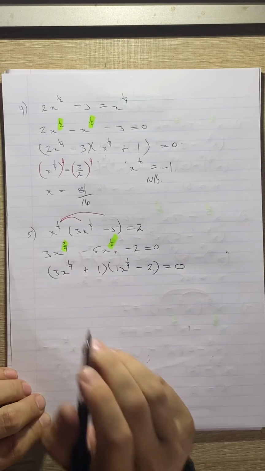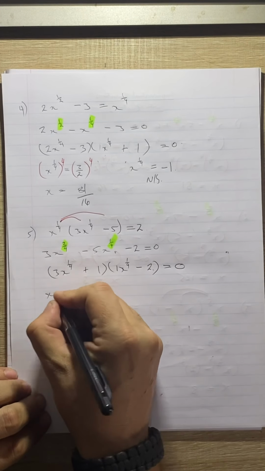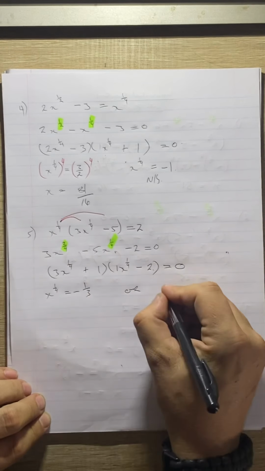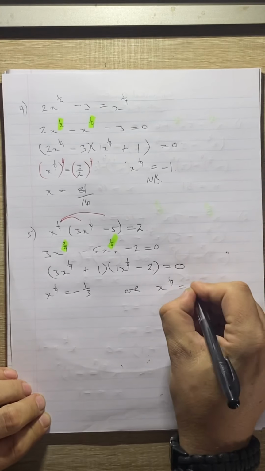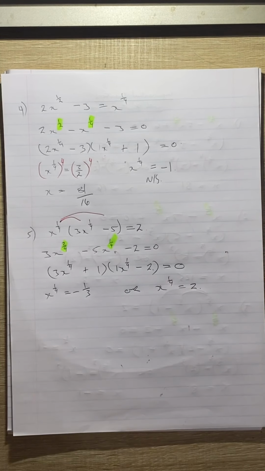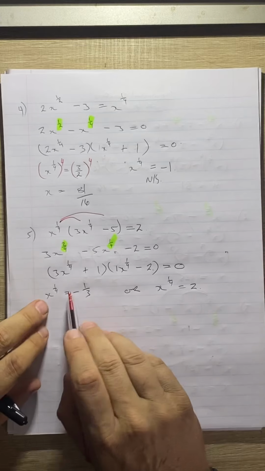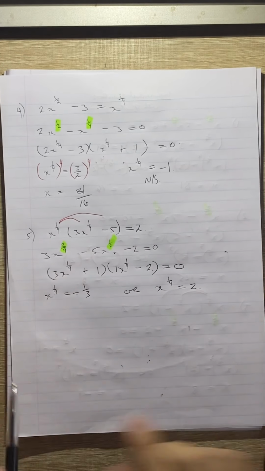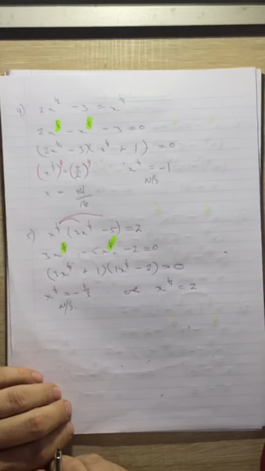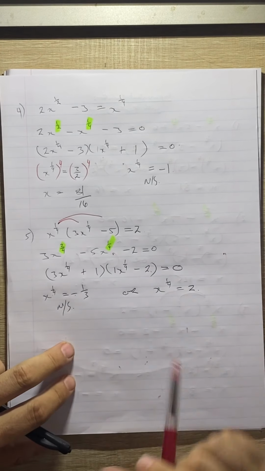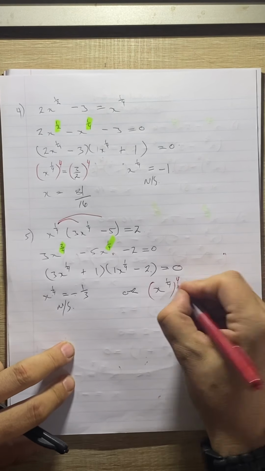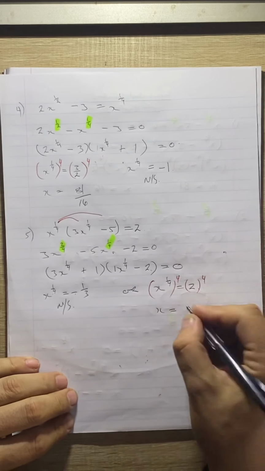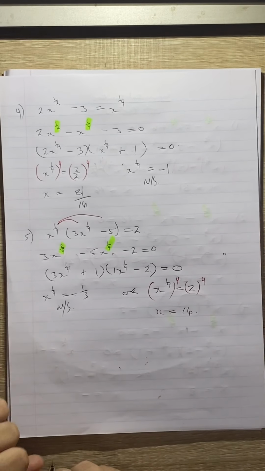Okay, so solve for this, we get x to the quarter is equal to minus 1 over 3, or x to the quarter is equal to 2. Okay, again guys, we've got an even denominator is equal to a negative, so this cannot happen, no solution. Okay, this one is fine. We can go raise it to the power 4, raise it to the power 4, and we get x is equal to 16. Okay.